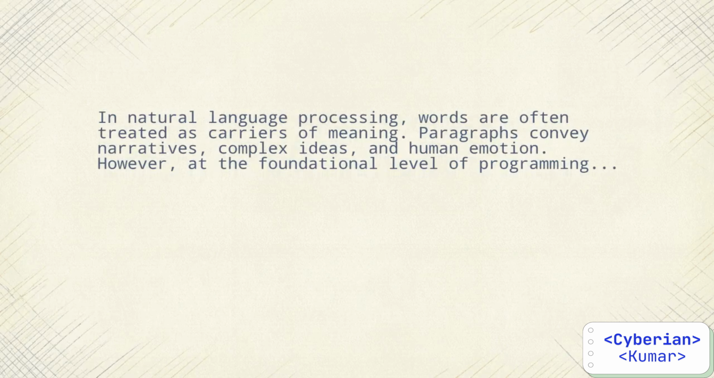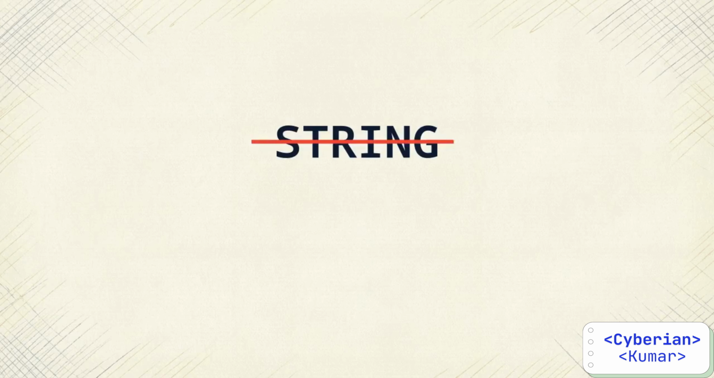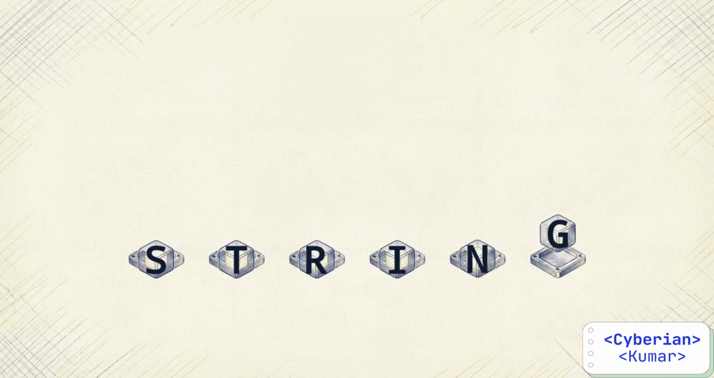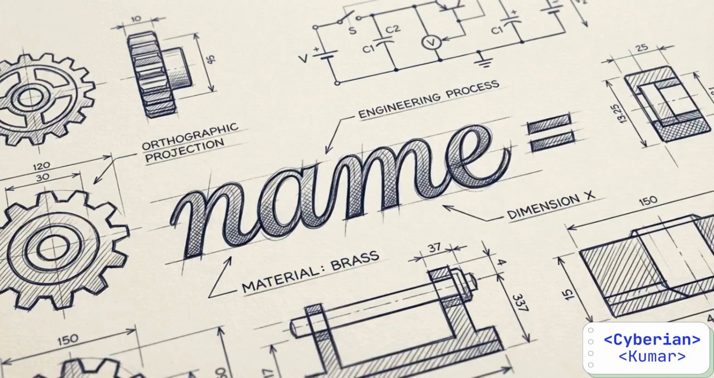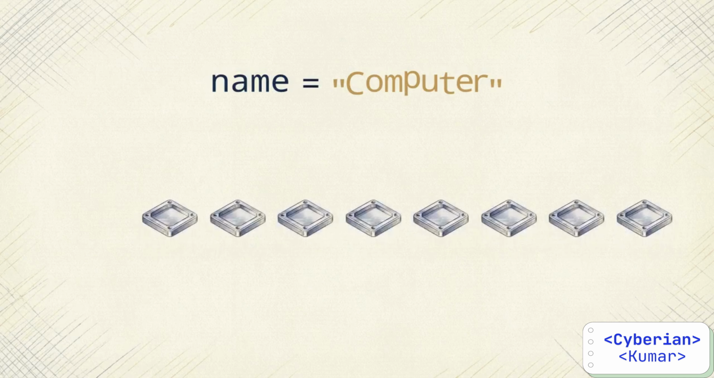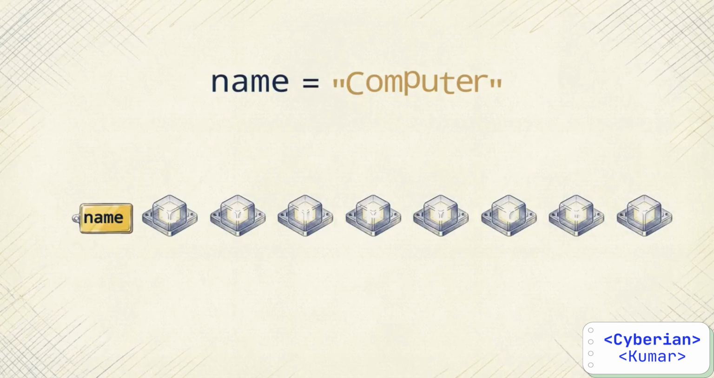In Python, a string is strictly defined. It is not a word, a sentence, or a paragraph. It is an ordered sequence of characters, where each individual symbol is mapped directly to a specific coordinate in system memory. We establish this structure through a standard variable assignment. By writing name equals computer, we instruct the computer system to allocate memory for that exact sequence of 8 characters.